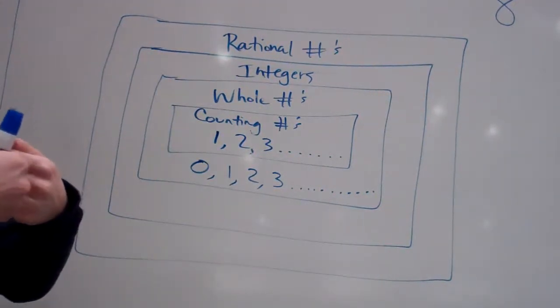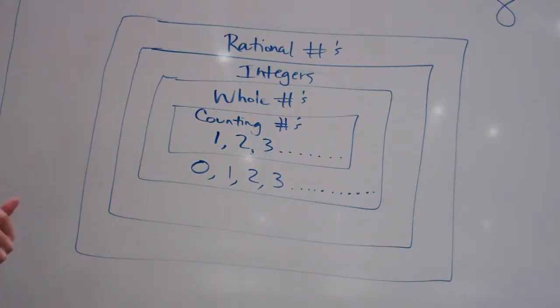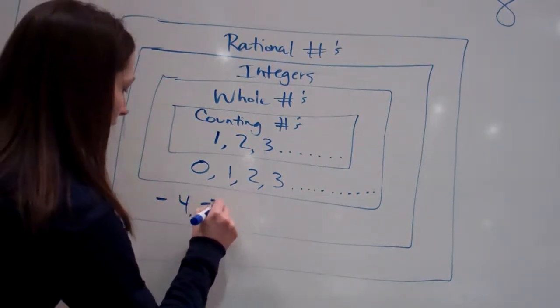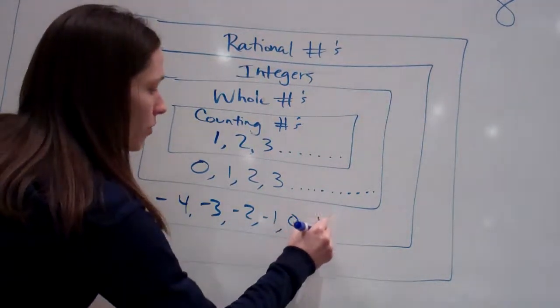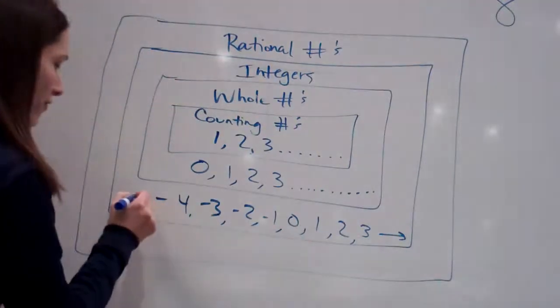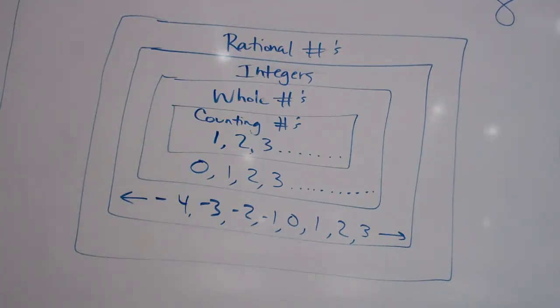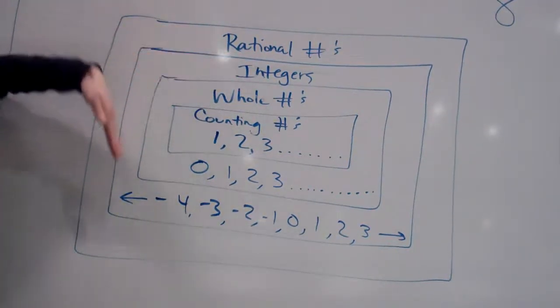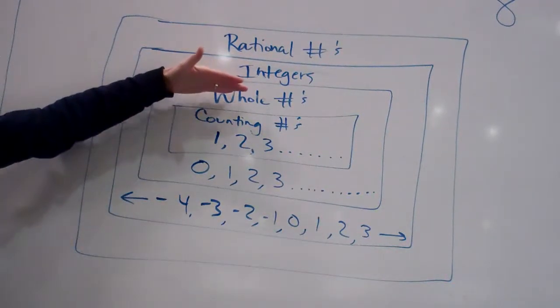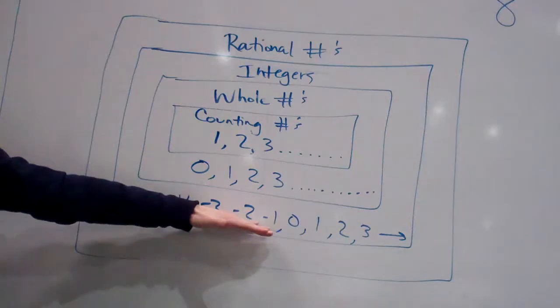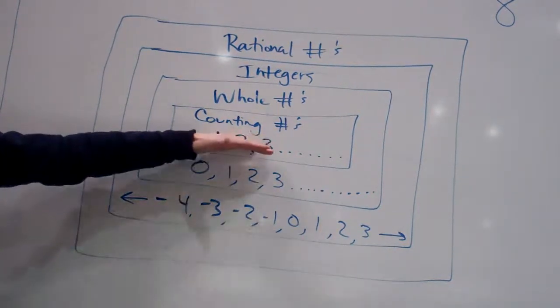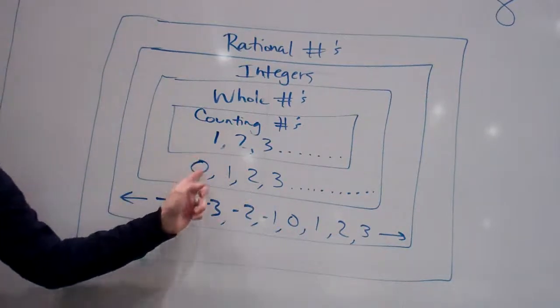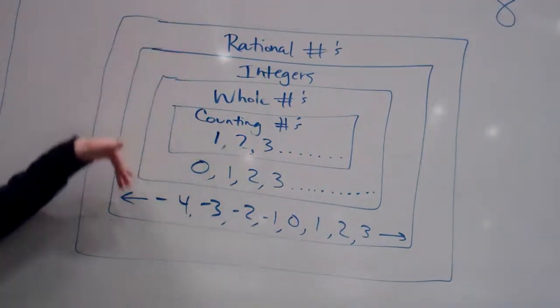Okay, integers. Integers are anything you would see on a number line when we're working with signed numbers. So for example, -4, -3, -2, -1, 0, 1, 2, 3, and it goes on that way forever. Integers are signed numbers, basically. Okay? Does everybody see my integers box? What does integers include? It includes its own numbers, plus whole numbers, plus counting numbers, because counting numbers are these, whole numbers are these. Does everybody understand how it's inclusive of that?